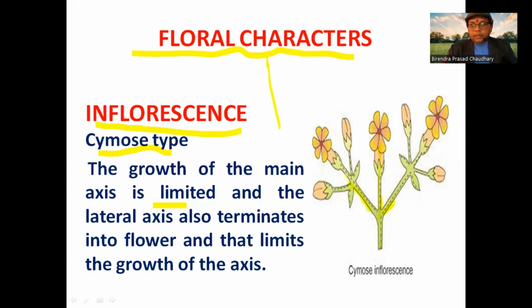And these lateral axes also terminate into flowers. This way the main axis is limited and the lateral axes are formed which contain the flowers. Lateral axes are also limited by terminating into flowers. This is the main feature of the cymose type of inflorescence, found in the plants of the family Solanaceae.